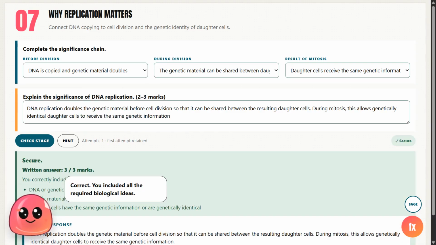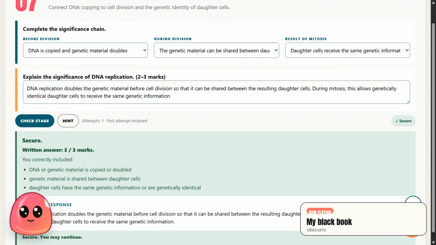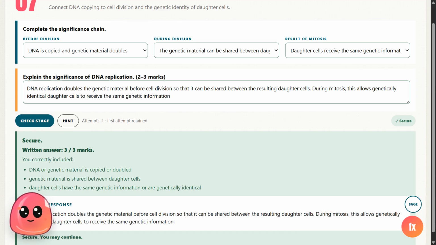Complete the chain in the Scratchpad. Before division, DNA is copied and genetic material doubles. During division, the genetic material can be shared between the daughter cells. The result, daughter cells receive the same genetic information. Then write the explanation. Replication doubles the genetic material before division so it can be shared, and the daughter cells end up with the same genetic information. That is the full 2 to 3 mark answer.